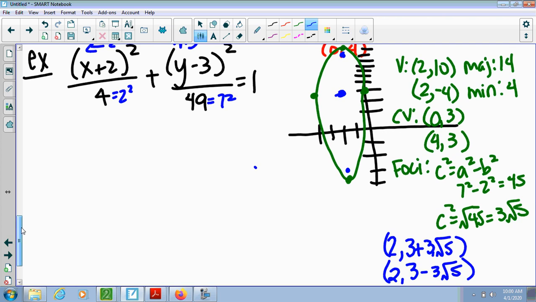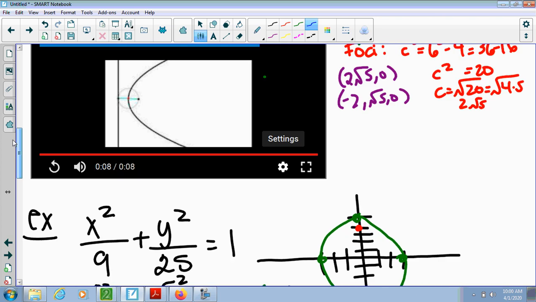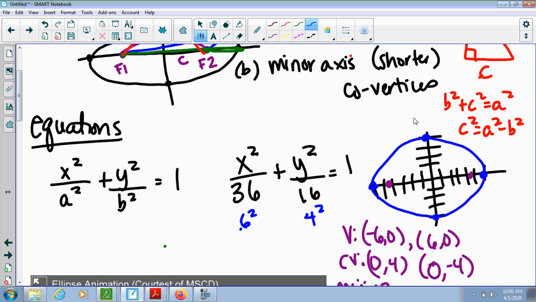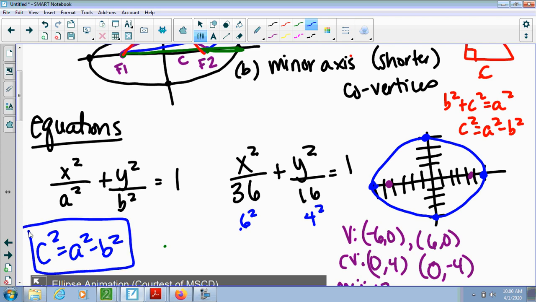Alright, and if you didn't write the formula to find the focus that's at the top, you might want to put that underneath your equations just so you can have it. So c squared is a squared minus b squared. That's to figure out what your c is for your distance for your focus.